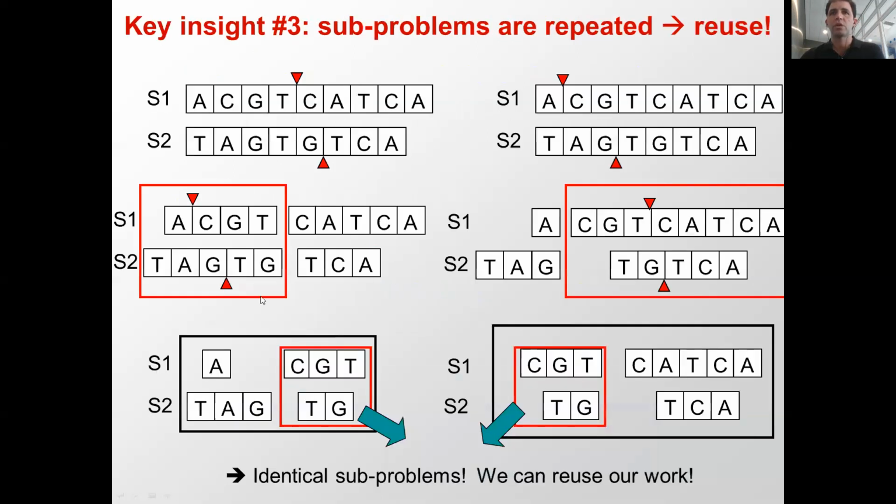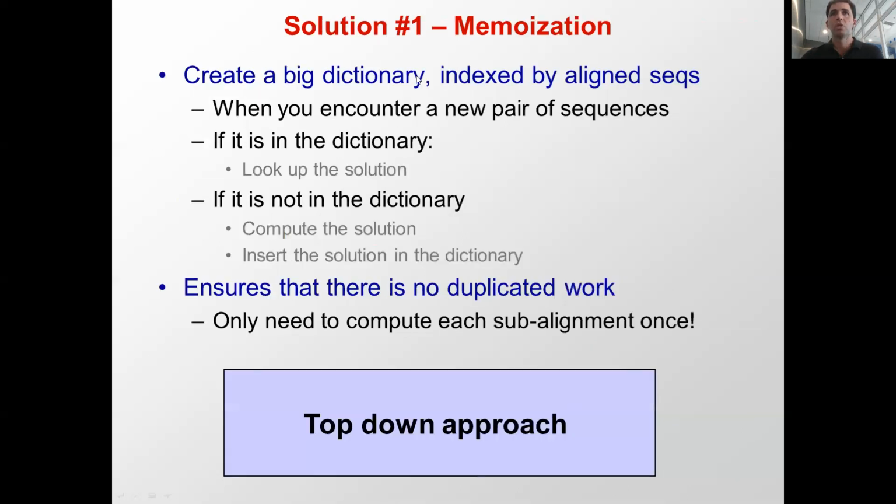So in this particular case, I could have simply said, CGTTG. I'm just going to hash this into a key, and then I'm going to look up every single time whether the key for CGTTG already exists in my set of solutions that I've already computed. And if it doesn't, then I'm going to compute it and add this key into the dictionary. And if it is already there, then I'm just going to simply look it up. So that's memoization, ensuring that there's no duplicated work, where you only need to compute each sub-alignment once.